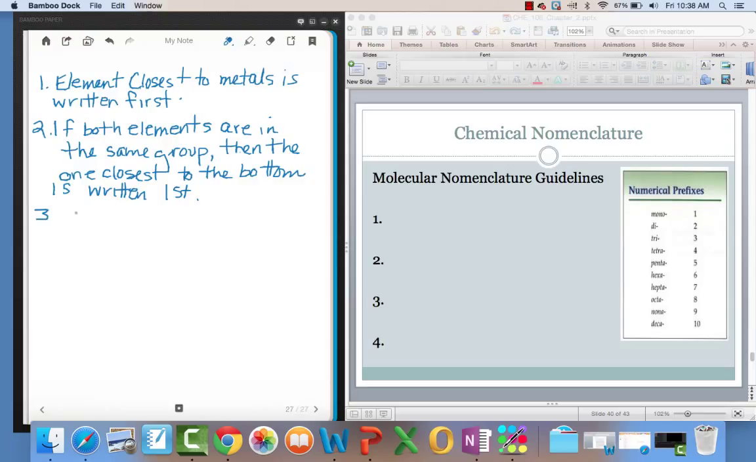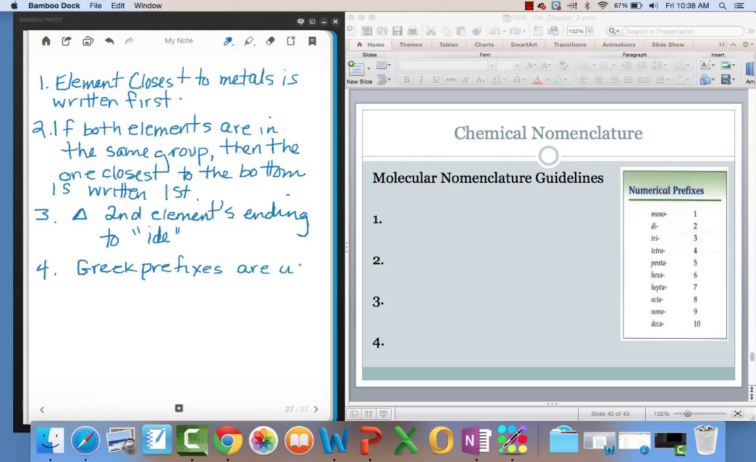We always change the second element ending to IDE. And fourth, Greek prefixes are used to delineate the number of atoms of each element.